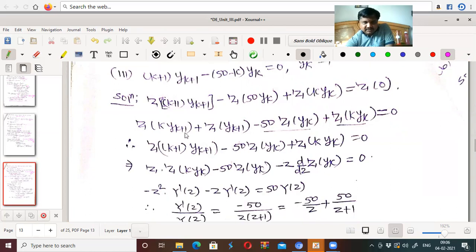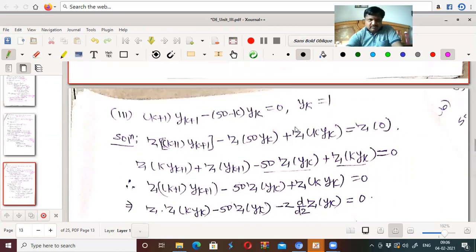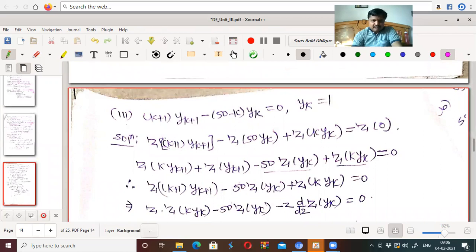Now what about here? I think this has another method. Z transform of k plus 1 yk plus 1 minus Z transform of 50yk plus Z transform of kyk. Okay, we will discuss this example. Now k plus 1 into yk plus 1 minus 50 minus kyk equal to 0 such that y0 equal to 1.